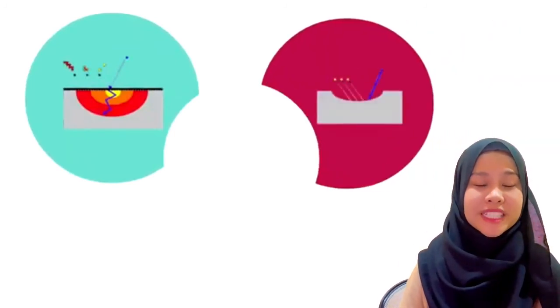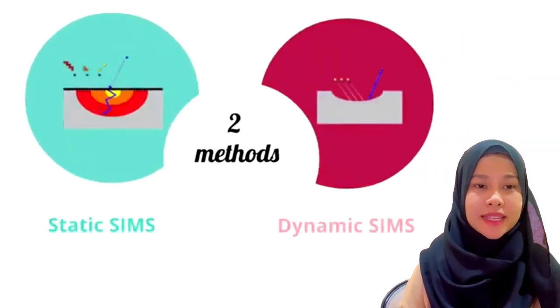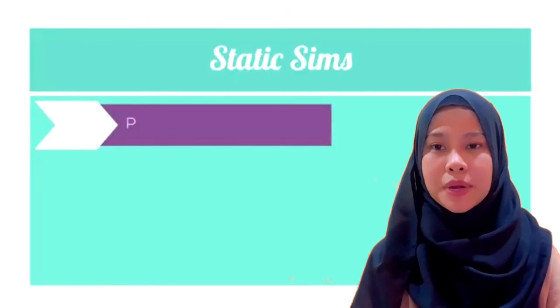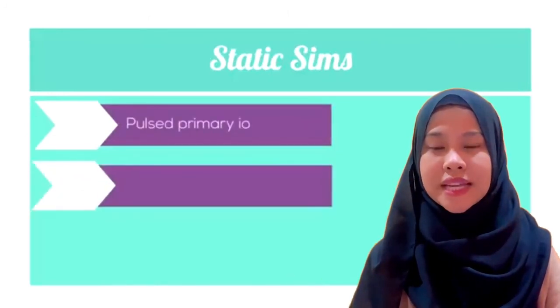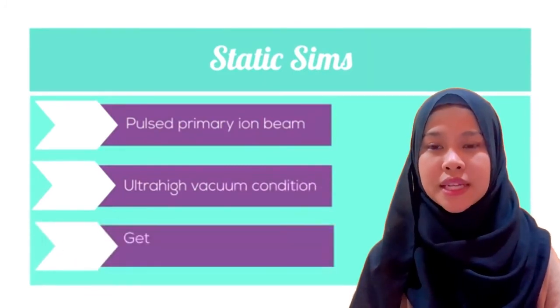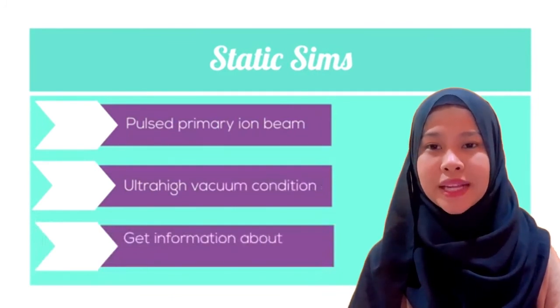For your information, there are 2 main methods in SIMS, static SIMS and dynamic SIMS. In static SIMS, a pulsed primary ion beam is used and ultra-high vacuum conditions are needed. This method is used to get information about the top monolayer of a sample, protein samples, and organic material.